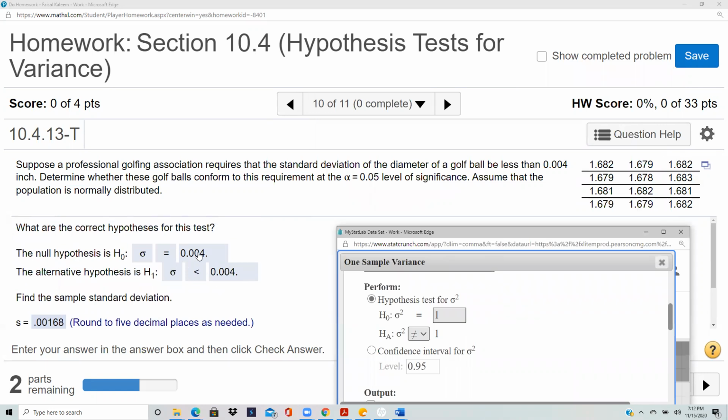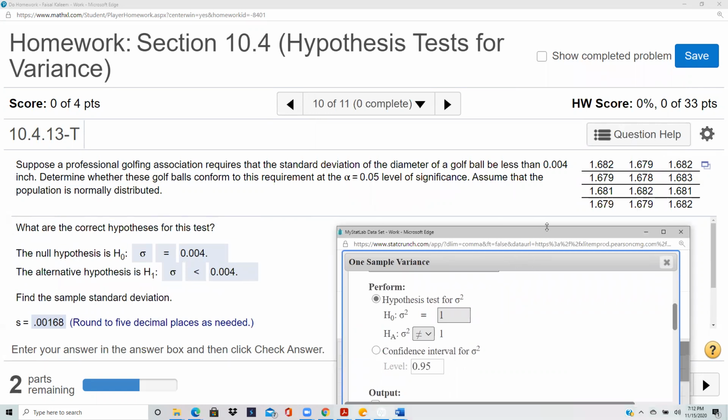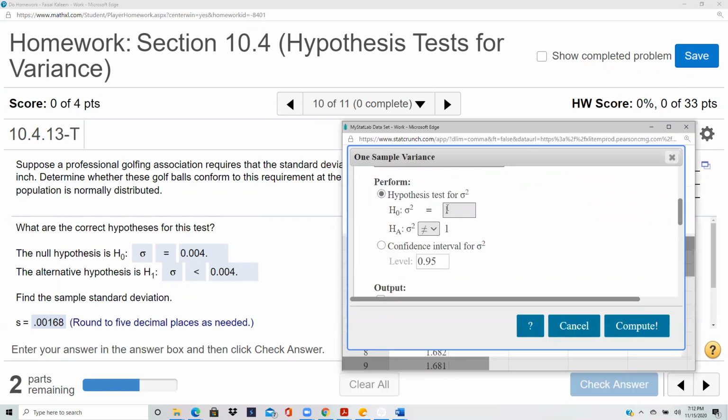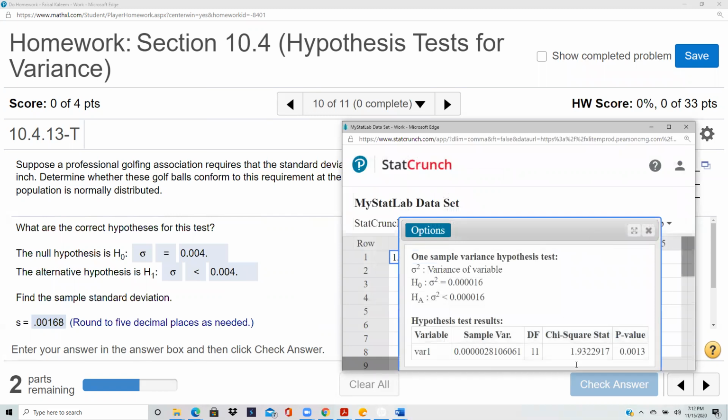Sigma equals 0.004, and the box asks you for sigma squared. So 0.004 squared would be 0.000016. Then this one is less than, and compute. The test statistic is 1.932 and the p-value is 0.0013.